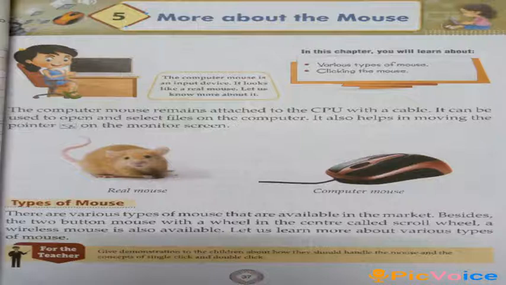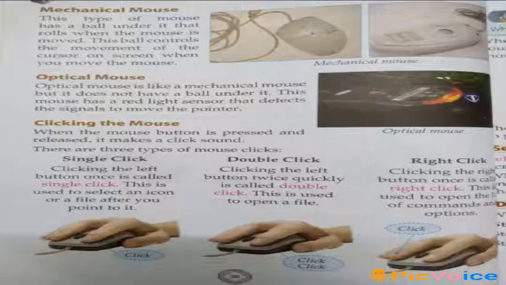Types of mouse. There are various types of mouse that are available in the market. Besides the two-button mouse with a wheel in the center called scroll wheel, a wireless mouse is also available. Let us learn more about various types of mouse.